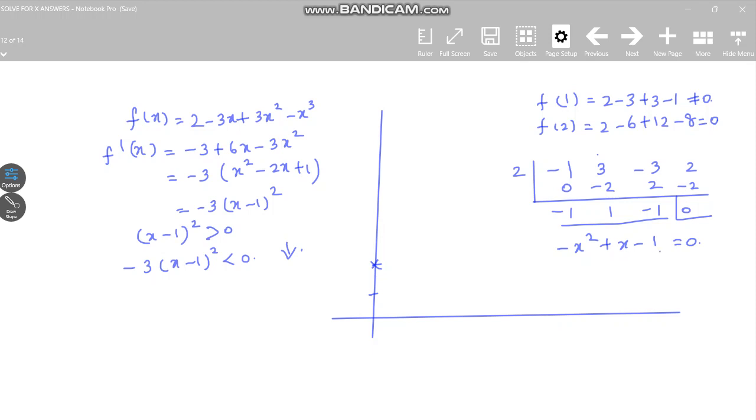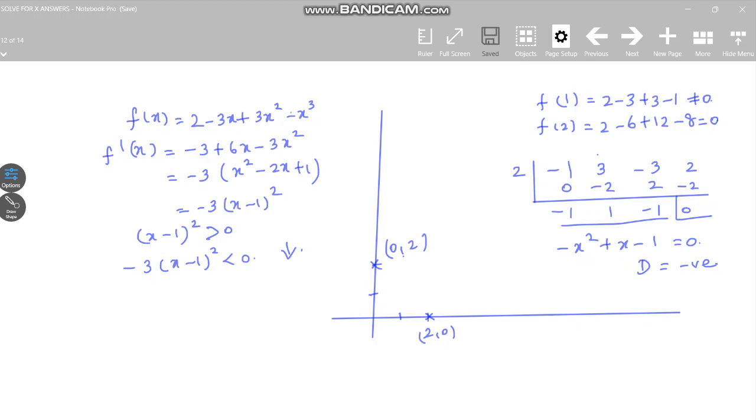We have to find the roots of this equation to get the points of intersection with the x-axis. But before that, since we have understood that 2 is a point of intersection on the x-axis, let me set that also. 2, 0 and 0, 2 is the point of intersection with the y-axis. But for this minus x square plus x minus 1 equal to 0, we are able to see that the discriminant is negative. That is, I will be getting 1 minus 4, which is minus 3. And if the discriminant is negative, we know that the equation has only imaginary roots. Therefore, the only real root of the given cubic polynomial is 2, 0.